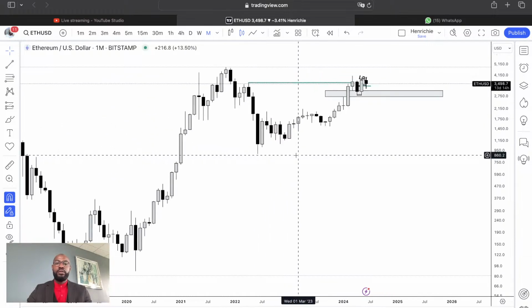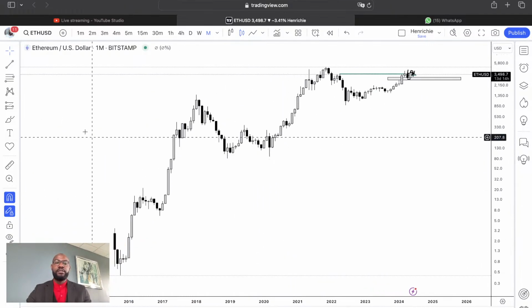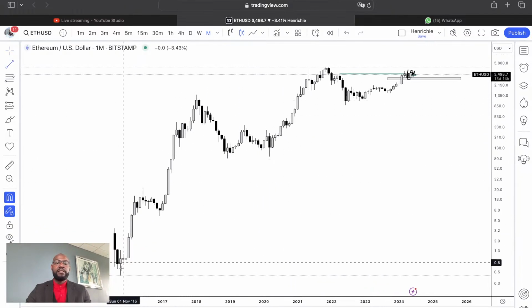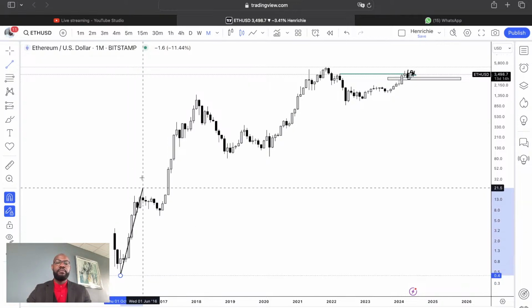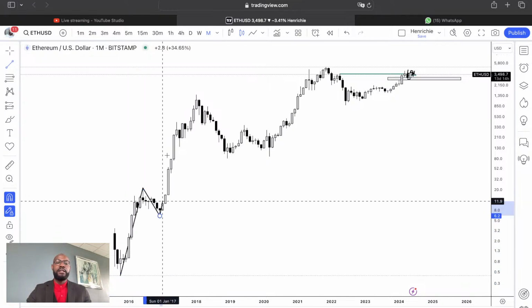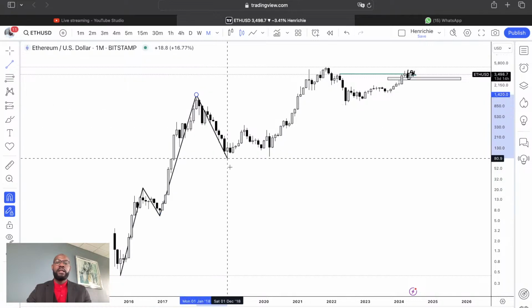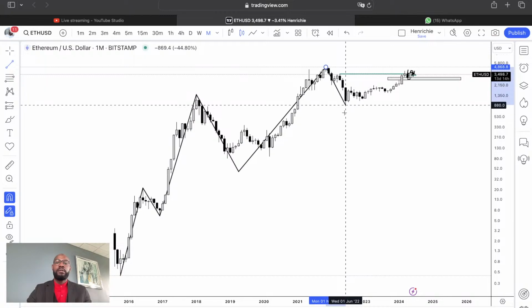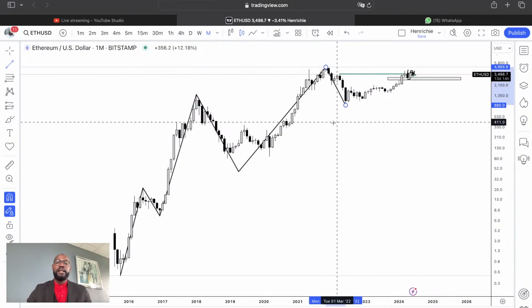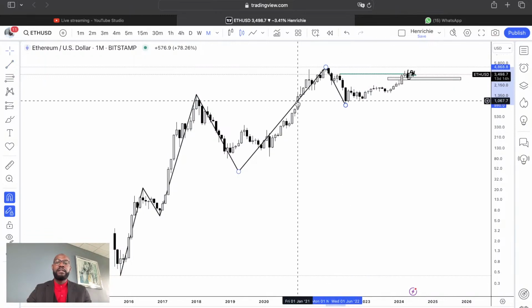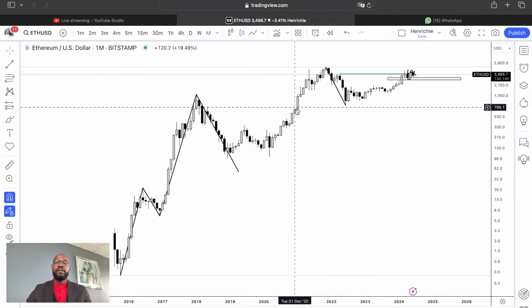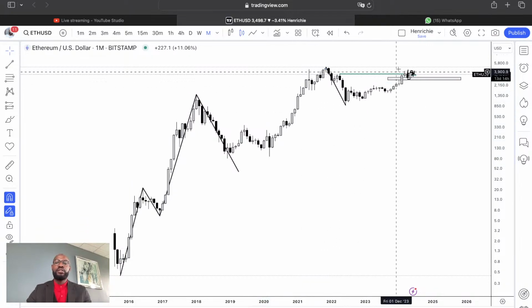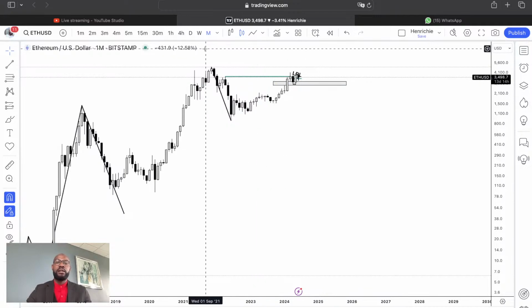So the first thing we do, we look at the monthly time frame, and as you can see very nicely on the monthly time frame, price has consistently been creating higher highs and higher lows. So potentially this is a higher low, mitigating an inefficiency resting right here. After that mitigation, we saw this expansion to the upside.